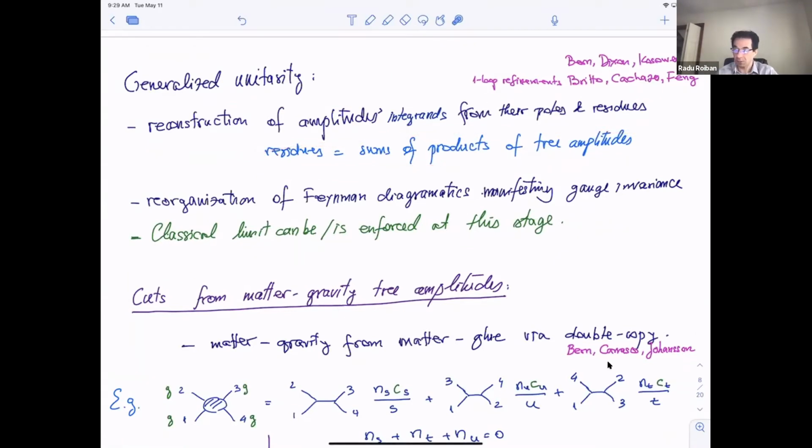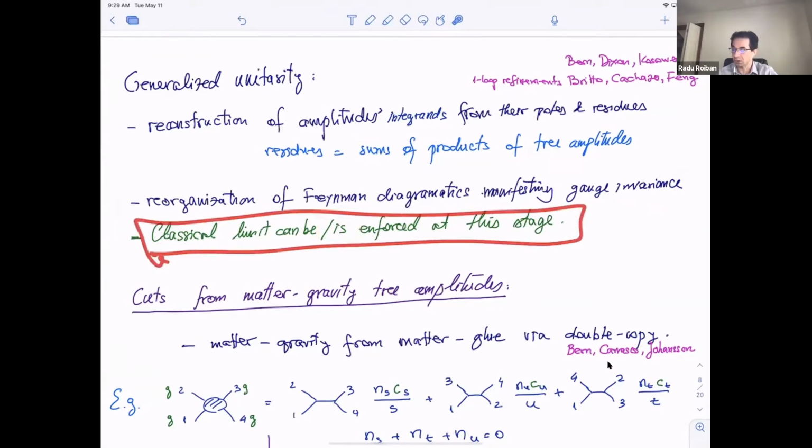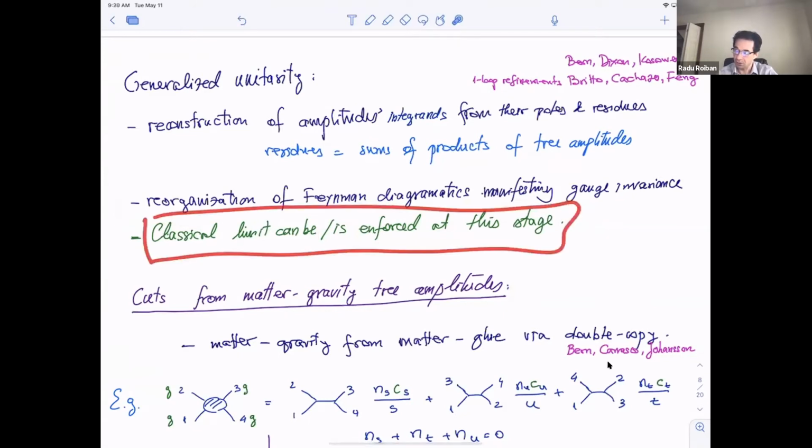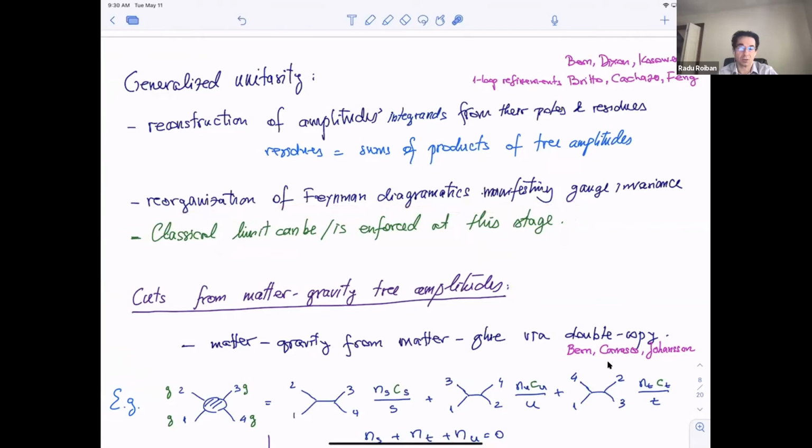This can be interpreted as a reorganization of Feynman diagrammatics, and that reorganization manifests and enforces gauge invariance at every step. Therefore, one does not have unphysical states at any stage. And as I was saying, the classical limit can be, and in classical calculations is, enforced at least in part at this stage. It will also be enforced later on, but the starting point is here. One evaluates only the cuts that are relevant.